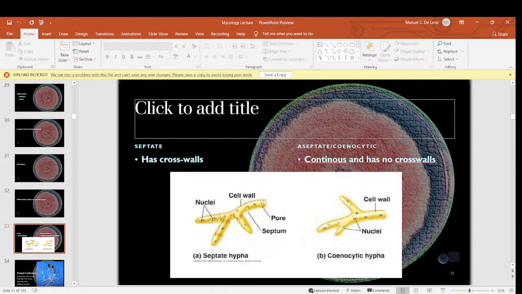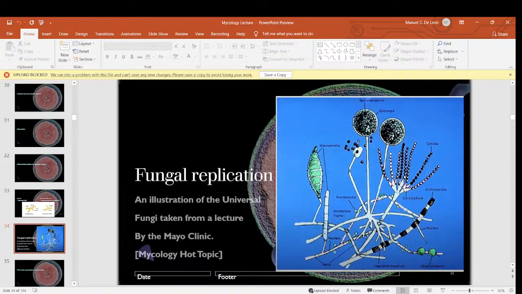Okay, and basically, the reason why it wants to do that is because it wants the nucleus to remain in one part of the cell wall or in one part of the hyphae. Okay, so that's the reason why we have those things. Now, let's move on to fungal replication.